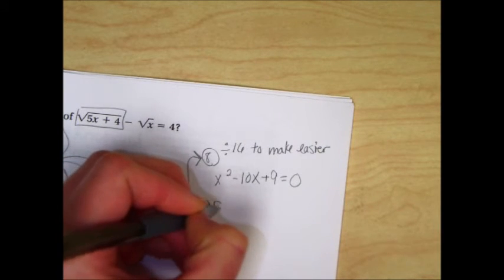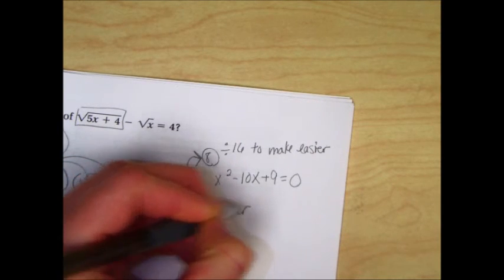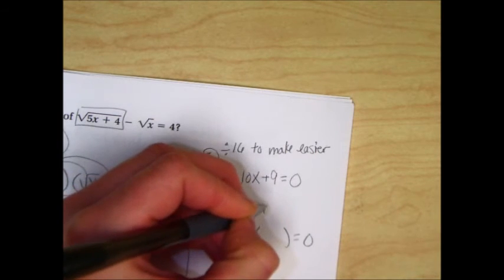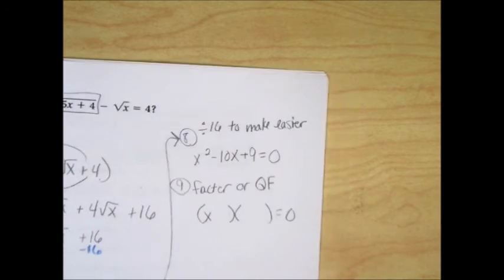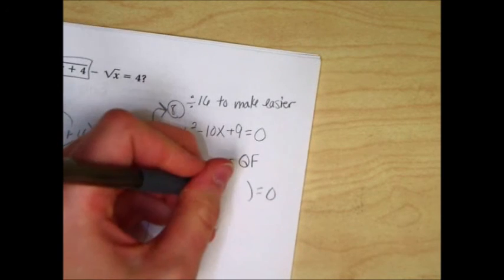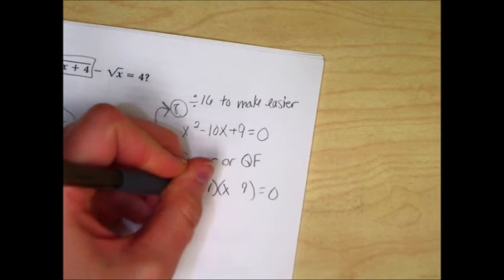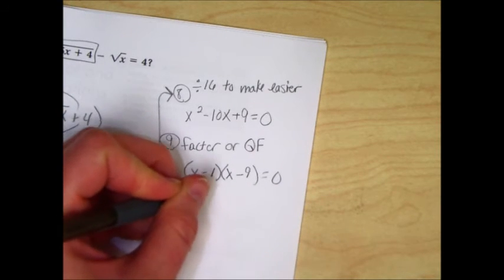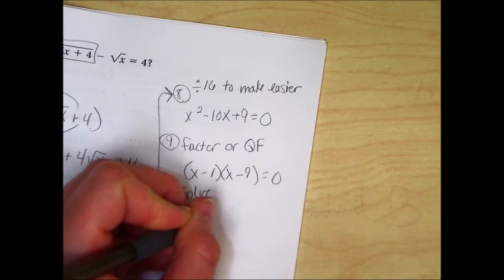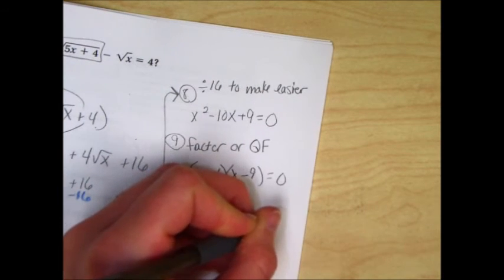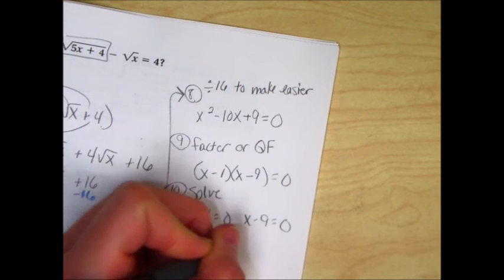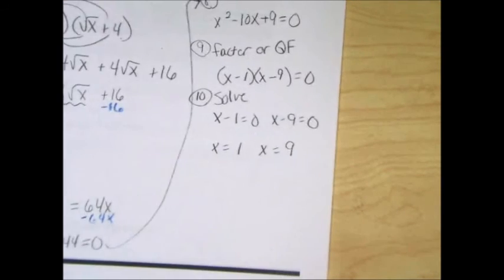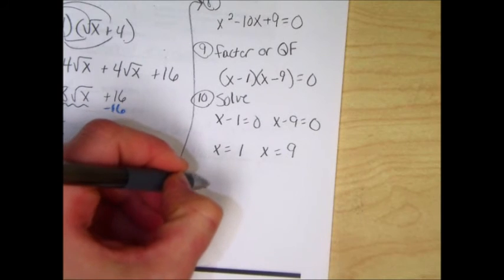Step 9, I need to factor. If I can. If I can't factor, I need to use the quadratic formula, so let's put that on there. Or the quadratic formula. This one does factor nicely to x minus 1 and x minus 9. Step 10 is to solve. x minus 1 equals 0, x minus 9 equals 0. So x equals 1 and x equals 9. Now we've got to check these to see if they are both solutions.